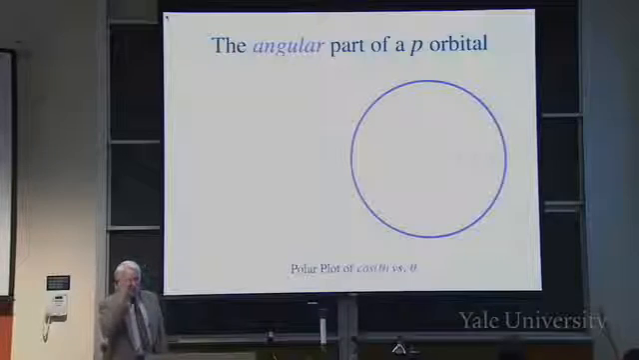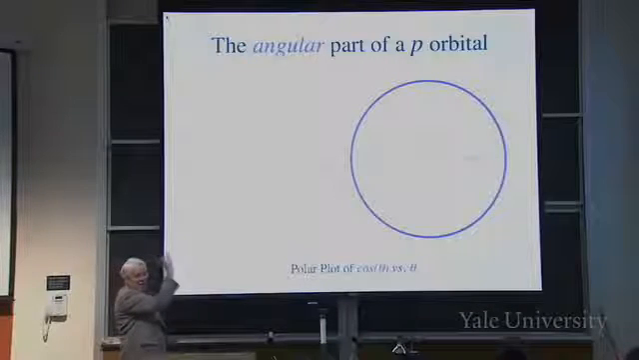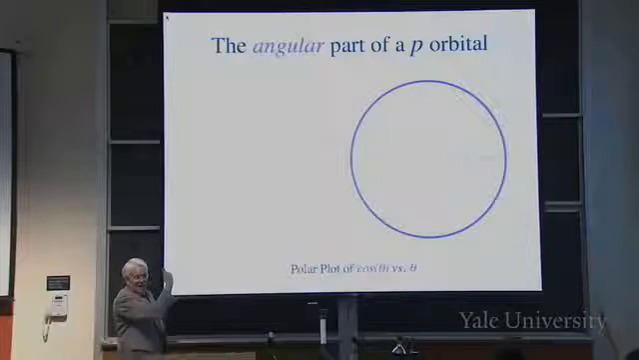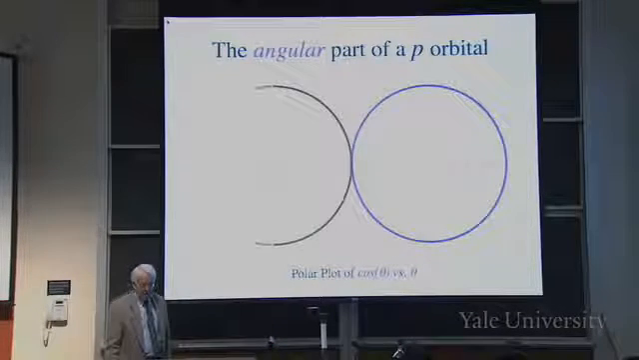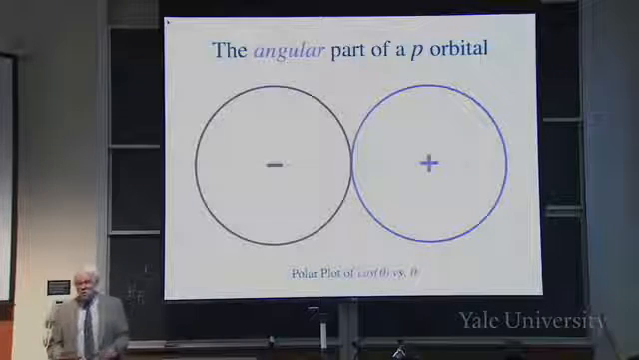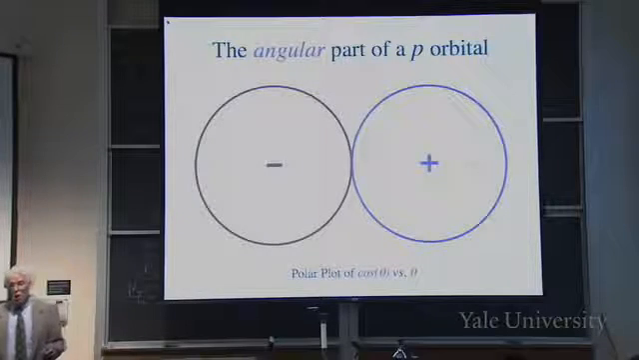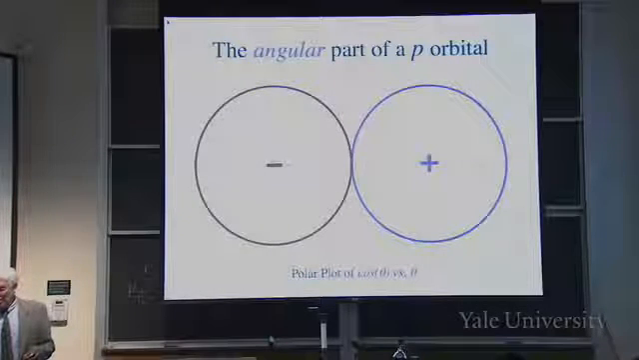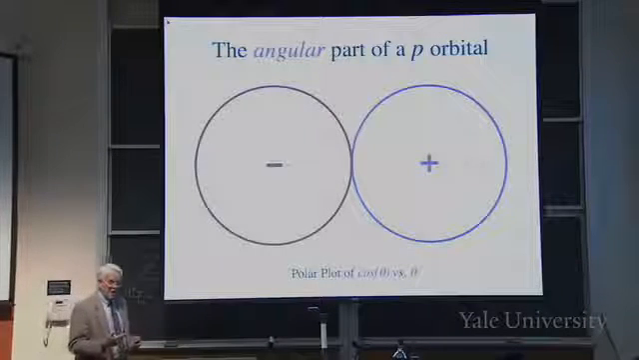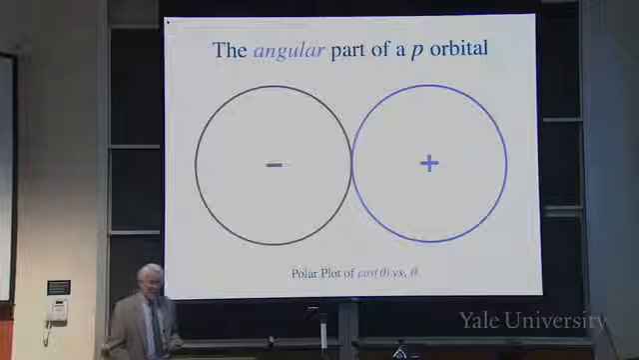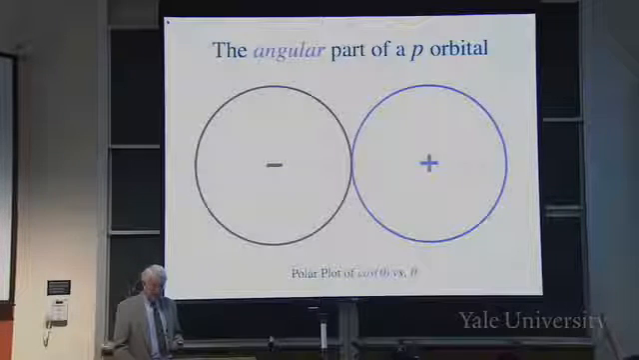What if you go the other direction? What if you go beyond 90 degrees? What happens to cosine? Changes sign. So you've got another circle that's negative on the other side. So there's a p orbital. But I'm not showing the whole p orbital, right? I'm just showing how the angular part varies. So you've seen pictures like that of p orbitals, which is the theta function.